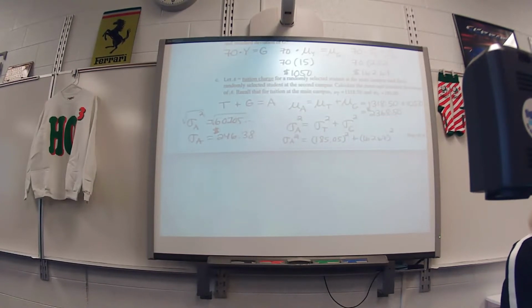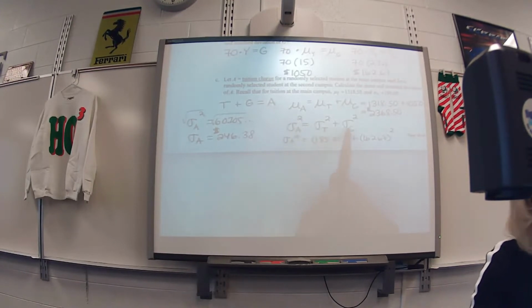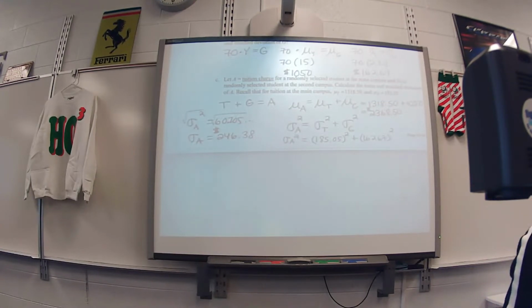You cannot add the standard deviations. You are going to be so tempted. Think about writing it down like the Pythagorean theorem, and think about how you would solve the Pythagorean theorem. Okay, a squared plus b squared equals c squared. If you have to solve for c, you do a squared plus b squared, and then you square root that answer. That's the same thing you're doing here. Okay.